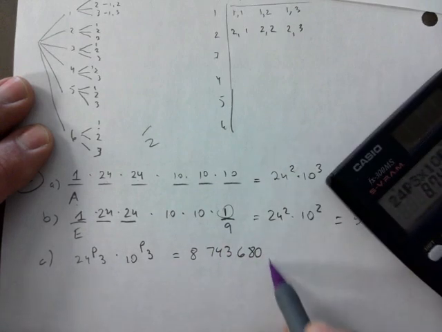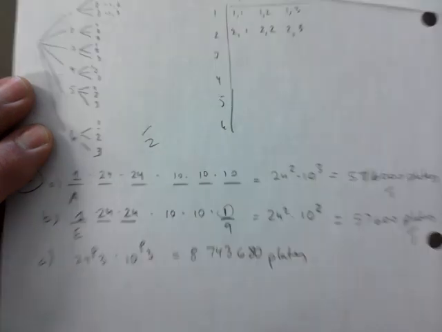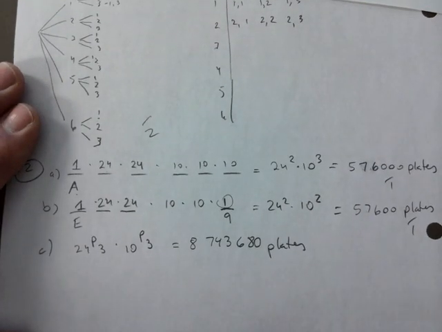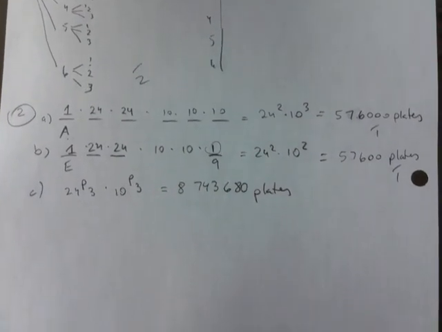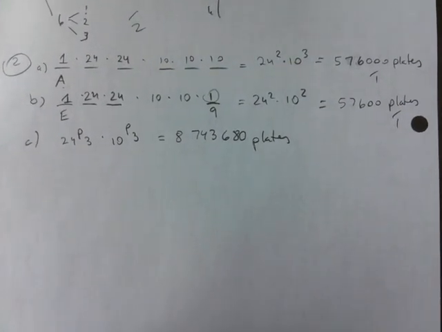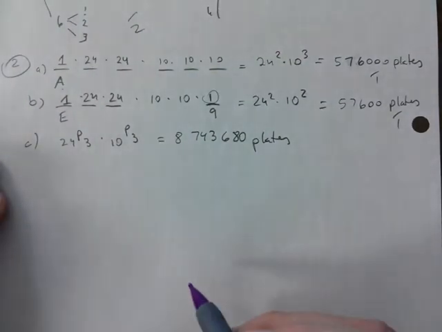8,743,680 plates. And again, if you didn't have it like this, if you have the little blanks, that's fine with me. That's the fundamental counting principle. As long as we come up with the same answer, we're happy here. Okay. 3.